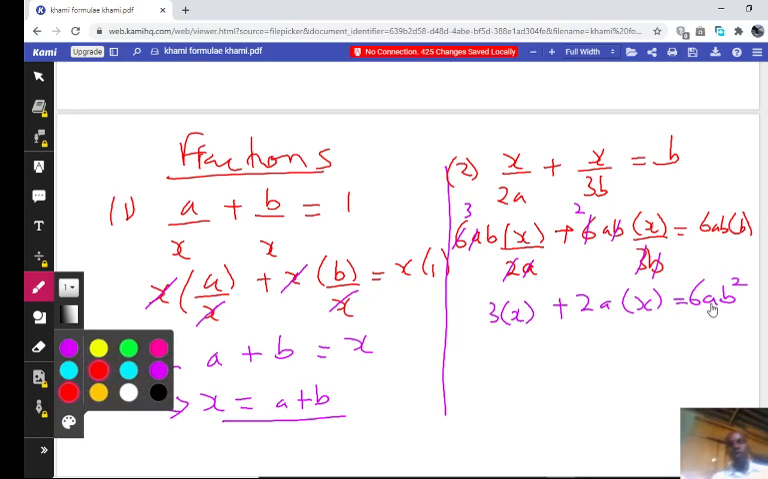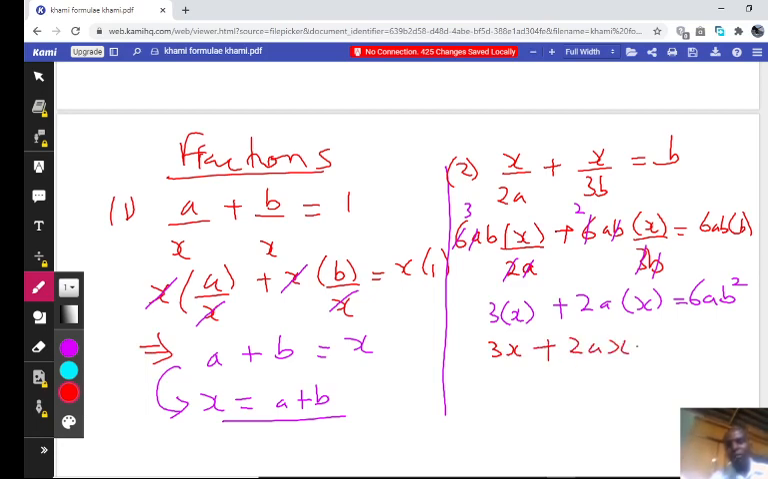Now let's remove the brackets. Here it will be 3x plus 2ax is equal to 6ab squared, like this. Then there's a common factor on the left side, x. What you want is to make x subject of the formula. So x is a common factor on the left side. You factor out x. Let's factor out x here. It will be x times 3 plus 2a is equal to 6ab squared.